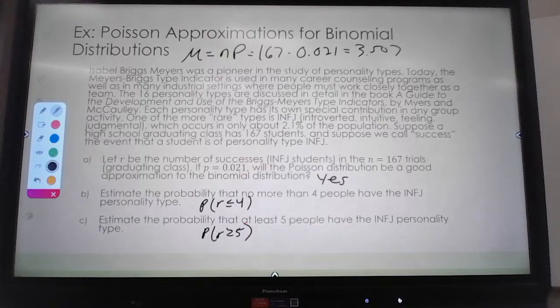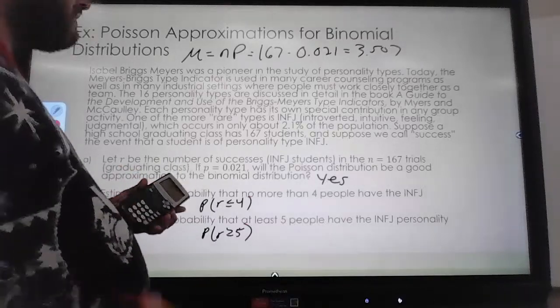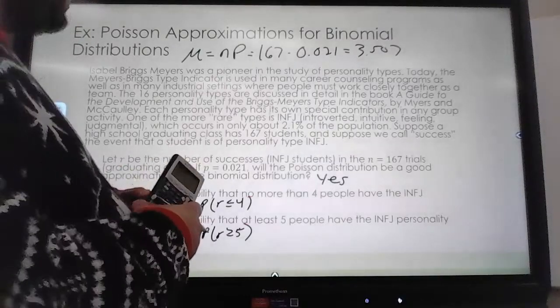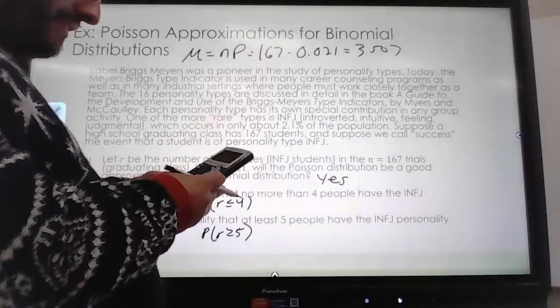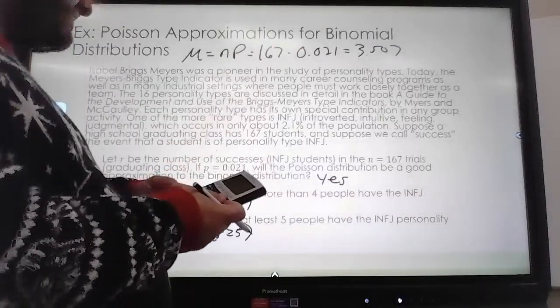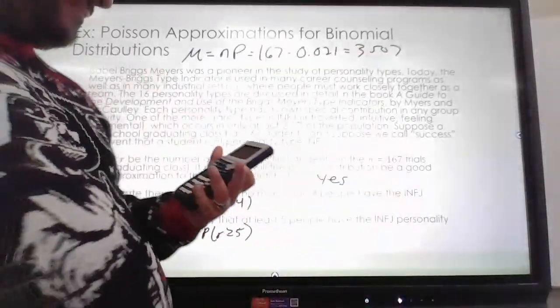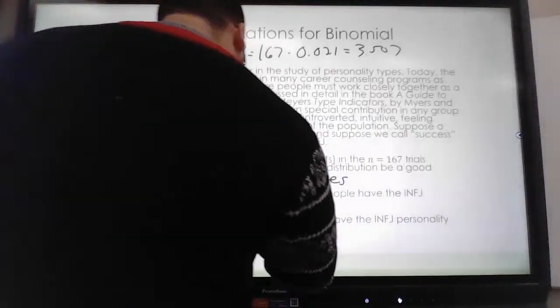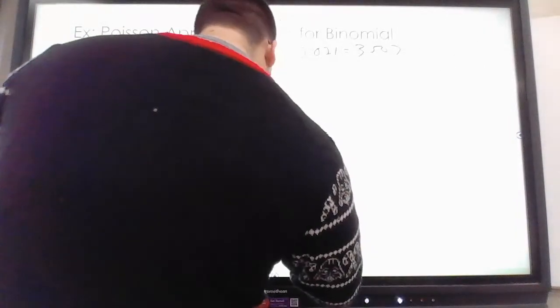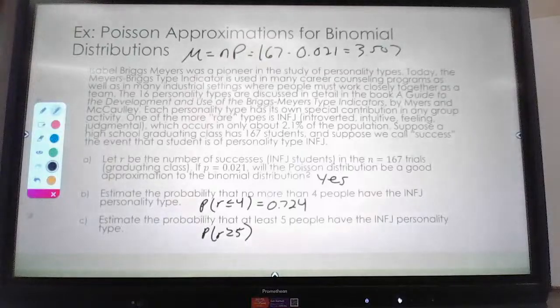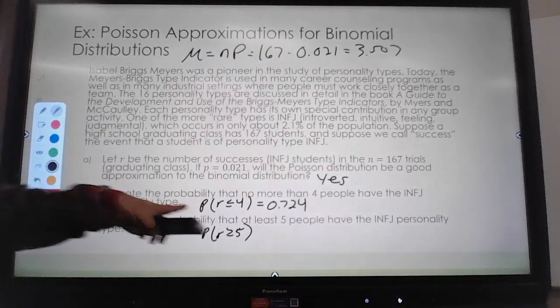Well, let's go ahead and use our Poisson distribution, okay? So we're going to estimate. We're going to go second variable. We're going to go to Poisson CDF. Our average is, what was our average? It was 3.507. Our X value is 4. Okay, so this is what it should look like. And I end up with 0.724. Now to find the probability that at least 5 people have that, that's the complement of the previous one.